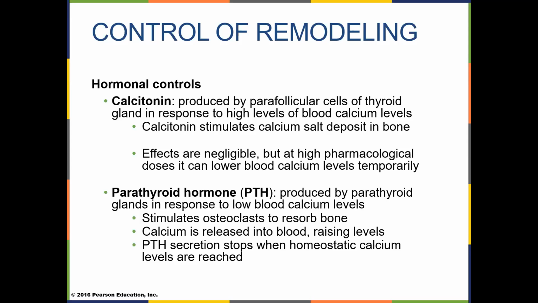They produce calcitonin, and it is a classic negative feedback loop. If the calcium levels get too high, calcium levels become elevated in our blood, the parafollicular cells in the thyroid gland will detect those high levels of calcium and will stimulate osteoblast activity to lay down that calcium into bone.